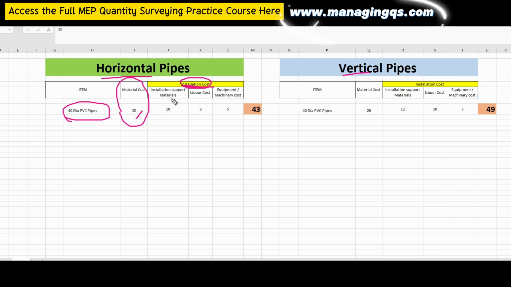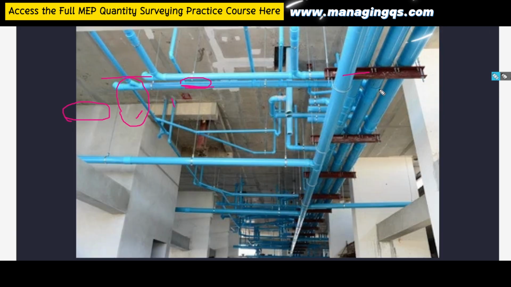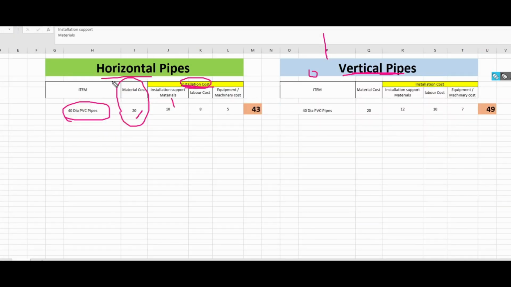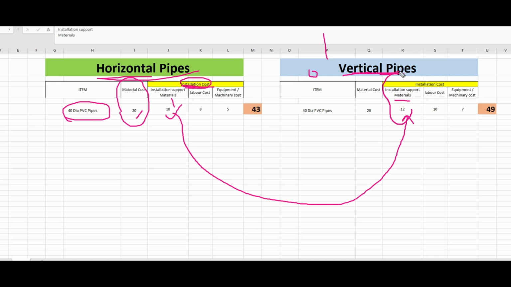The first one is installation support materials. Installation support material means the installation supports, the frames, the hangers, and any other fixtures. So these are the installation support materials. For the horizontal pipe we can assume the installation support material price is 10 Saudi Arabian Riyal, but we cannot put the same 10 Riyal for the vertical pipe installation support material cost, because the installation method for the vertical is totally different. So that's why it is different. We assume 10 Riyal here, while for the vertical installation support material the cost we assume is 12 Riyal.